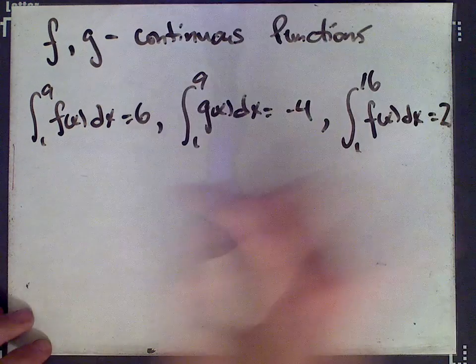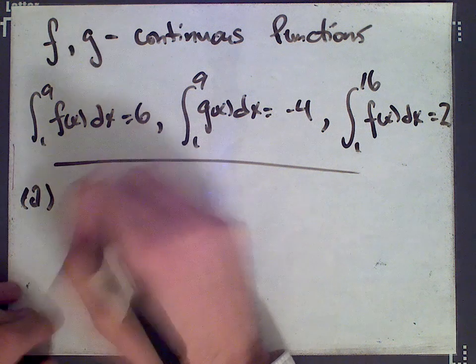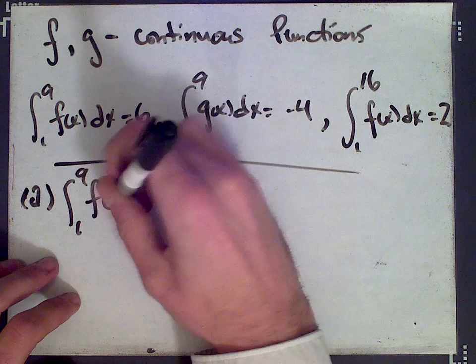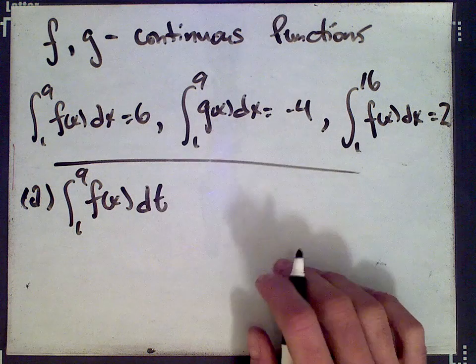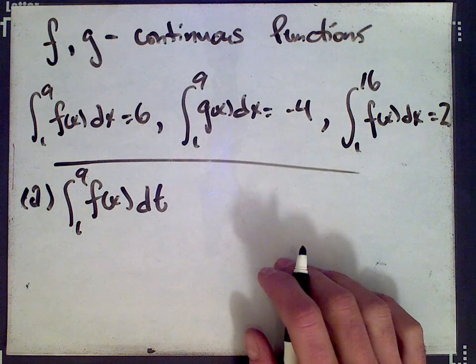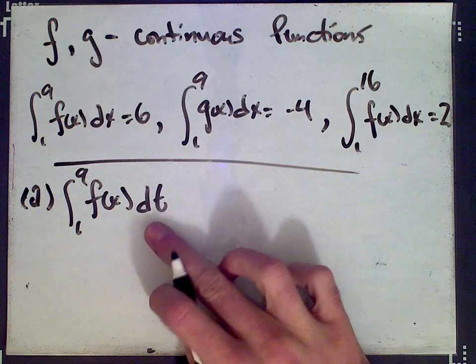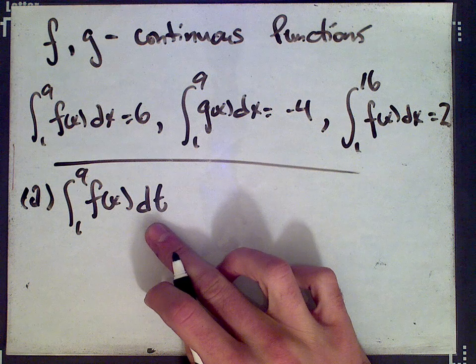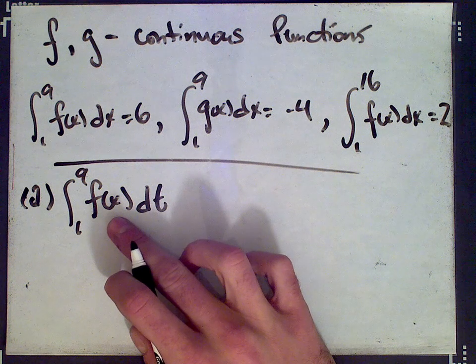So in part D, we're asked for the integral from 1 to 9 of f of x dt. Now, we don't have any integral with respect to t in our list of values up here. But since we're integrating with respect to t, x is constant when we're evaluating this integral. So f of x is also a constant, some function of x.